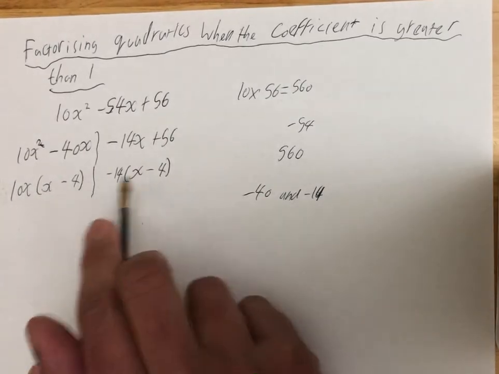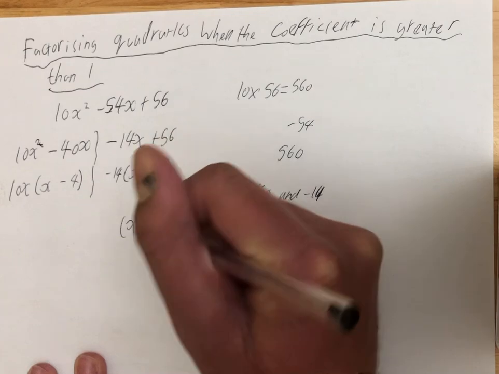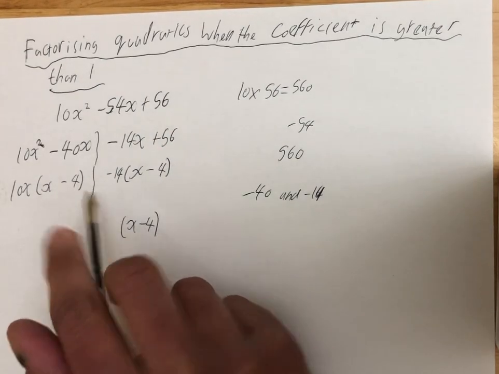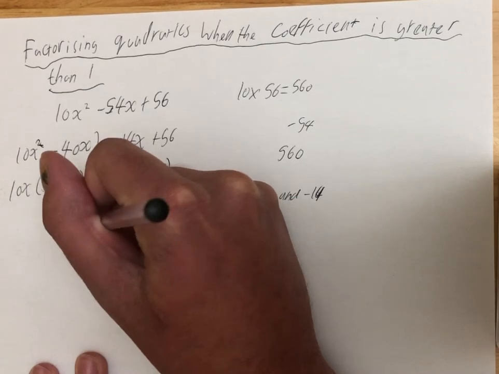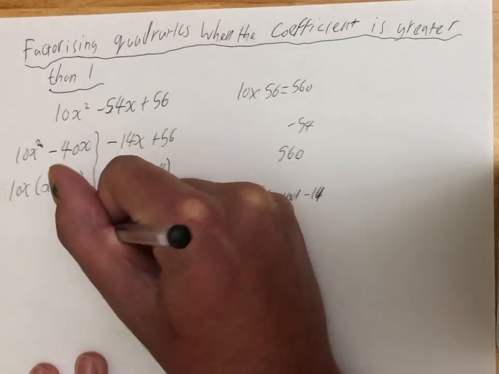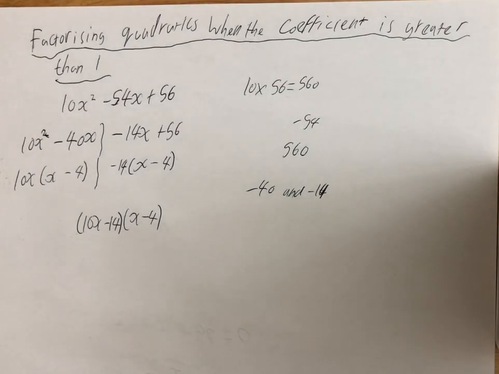So this would be one bracket, x minus 4, and the other bracket would be that plus that. So that would be 10x minus 14. And now that's how you factorize quadratics when the coefficient is greater than 1. That's only one example. I think this is probably the hardest you'll get on a GCSE paper. Yeah, that's it.